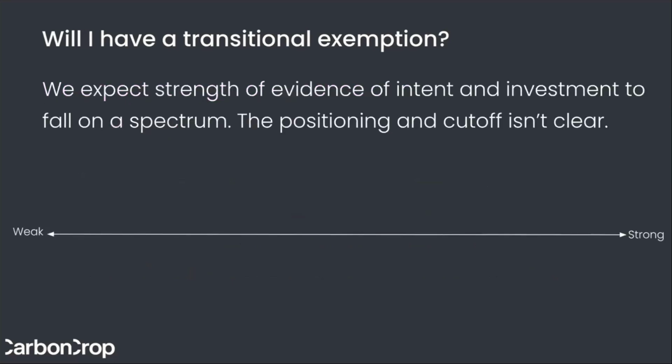We basically expect that the strength of evidence of intent and investment is going to fall on some spectrum. Where things are positioned and what the cutoff is going to be isn't clear, but at the top end, our assumption is that if your trees are literally planted prior to the 4th of December 2024, that's very strong evidence of a very strong intent and a definite investment. So we'd hope that it would be captured by the transitional exemption.